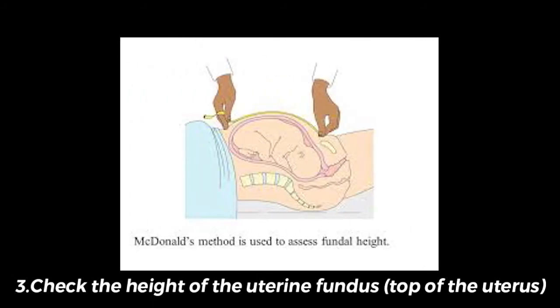3. Check the height of the uterine fundus, or top of the uterus. The size of the uterine fundus is considered normal if it is in accordance with the uterine fundus size chart with a tolerance of 1 to 2 cm difference in size. If uterine fundus measurements show a difference of more than 2 cm from gestational age, the risk of fetal growth disturbance increases.